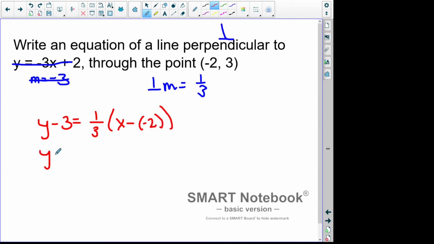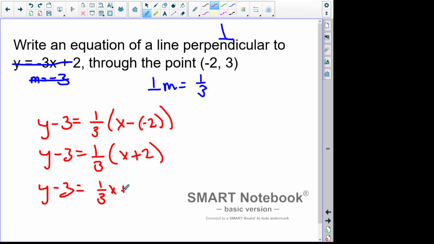So I'm going to get y minus 3 is equal to 1/3 times x plus 2. And if I just needed an equation, I could leave it like that. If I wanted to turn it into slope-intercept, I could do that. I could simply continue on here. Distribute this. This is 1/3 x plus 2/3.